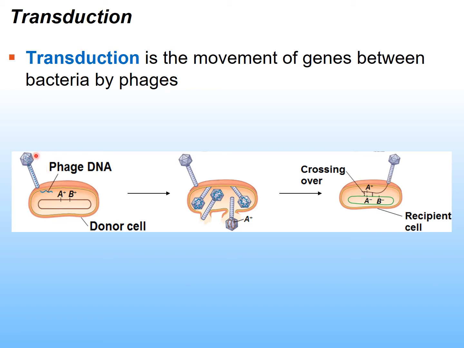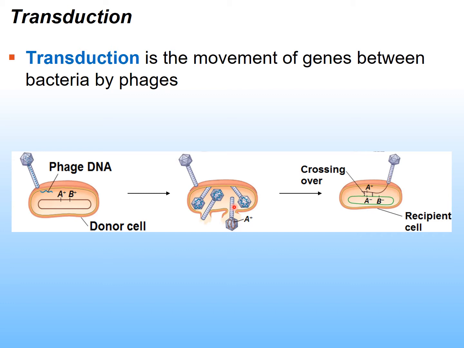Now, you can see the phage has its own genome. It's going to basically insert its genome into the donor cell. And here we could see the donor cell has a chromosome, and on the chromosome it has these two alleles. Okay, so it's positive for A and positive for B. Now, once the phage DNA gets in there, it's going to start replicating and making more phages. So this donor cell is basically going to be the host for more phages to be produced.